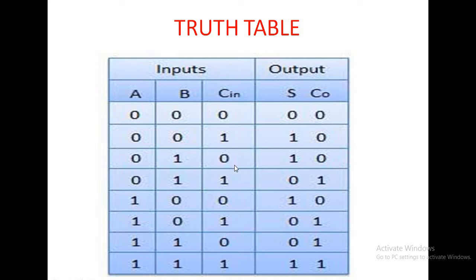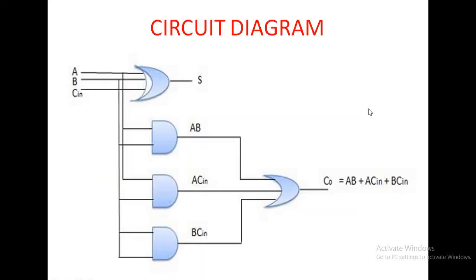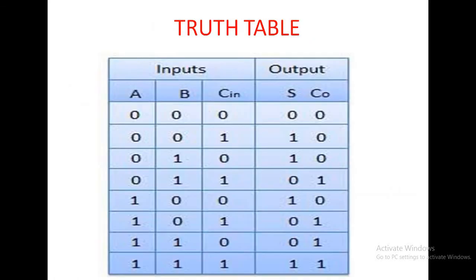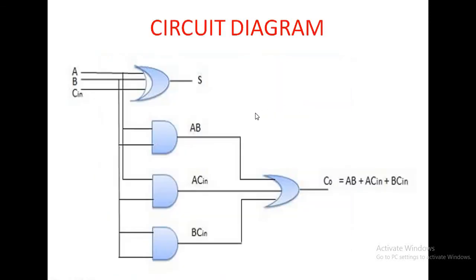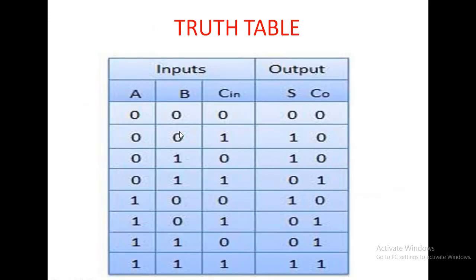From this truth table, I can draw the circuit diagram of your full adder. So this is the circuit diagram of your full adder. How can I draw this circuit diagram? Now see, first I can draw the circuit diagram of the carry output, starting with AB.